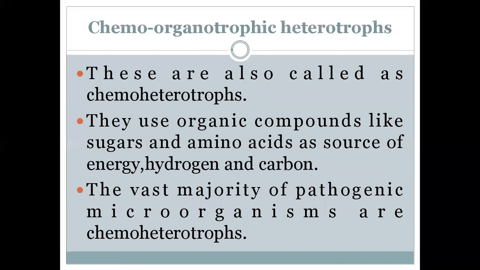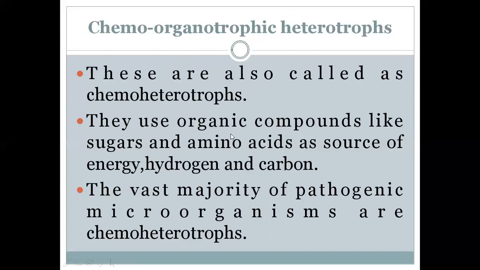Now, second category. The first category, what we have seen, is photolithotroph. Now, the second category is chemo-organotrophic heterotrophs. In short, they are also called chemoheterotrophs. As the name shows, chemo means chemicals. They are utilizing chemicals. Heterotrophs means they cannot synthesize their own food, and they are depending on other organisms for their food. So with this term itself, we can understand this much information. So let us see what these chemoheterotrophs are.